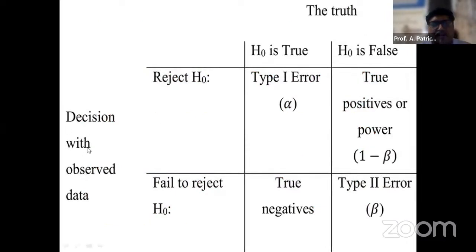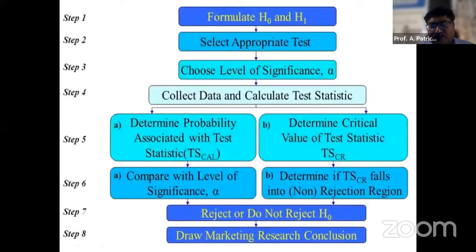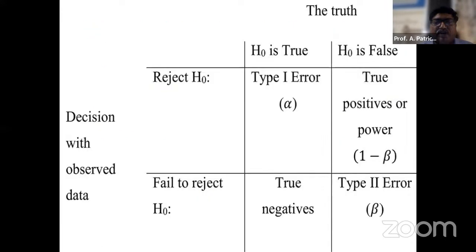So the decision that you take in the end is to reject or accept. Fail to reject is nothing but accepting. This is what you do in the last step, right? Reject or do not reject. So here the hypothesis is true and the decision is to reject it. We call this a type 1 error.